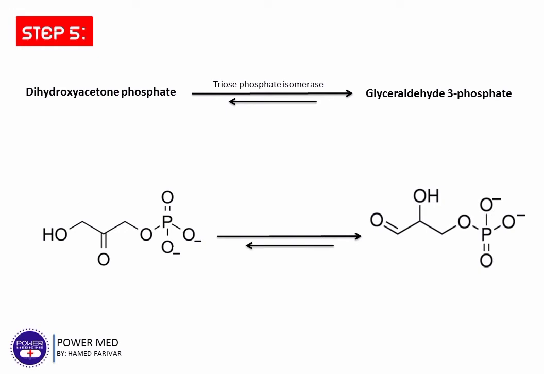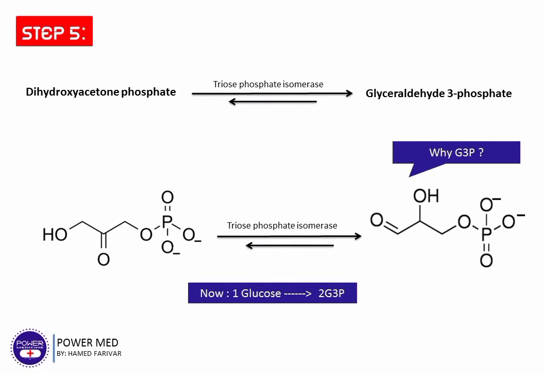This is a reversible reaction catalyzed by triose phosphate isomerase and mostly goes to the right side to produce glyceraldehyde 3-phosphate, and because the next reactions of glycolysis do not need dihydroxyacetone phosphate, it must be isomerized to glyceraldehyde 3-phosphate for further progress. And now keep in mind that up to here, one molecule of glucose produces 2 molecules of glyceraldehyde 3-phosphate, one in step 4 and the other here in step 5.